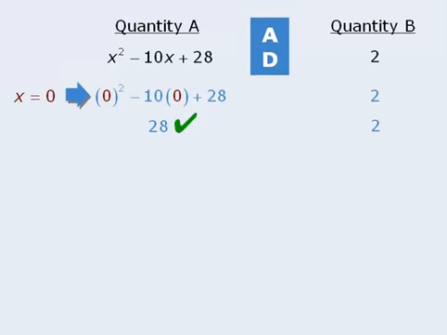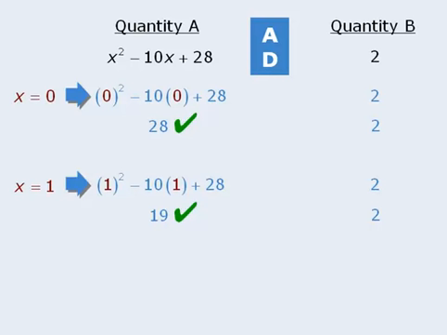Let's try another value. How about 1? Well, if x equals 1, then we'll replace x with 1 and evaluate to get the following. Once again, quantity A is greater than quantity B, so perhaps the answer is A. Now from here, you might wish to plug in additional values of x, or if you're running low on time, you might just guess A or D and move on to the next question.